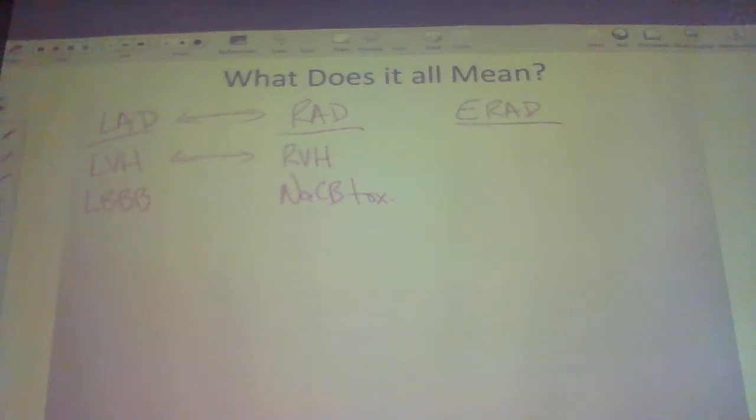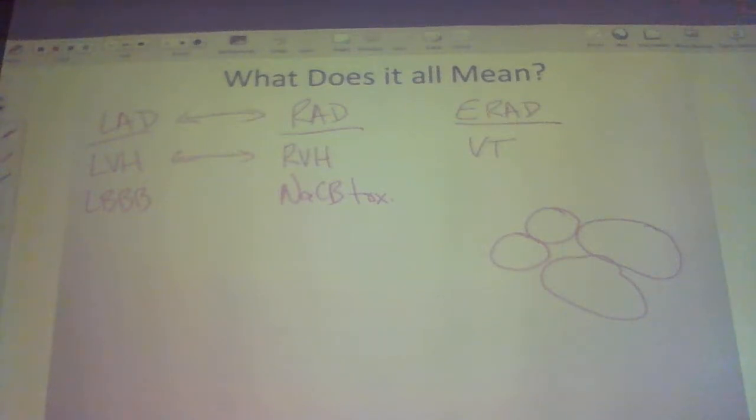This is generally very rare, and you're going to see it almost exclusively in VTAC. So VTAC is going to produce extreme right axis deviation. And I want to spend just a second on that just to explain why that's the case. So this is my best attempt at a heart. Here are the atria and the ventricles.